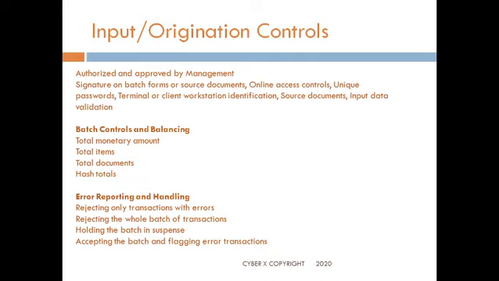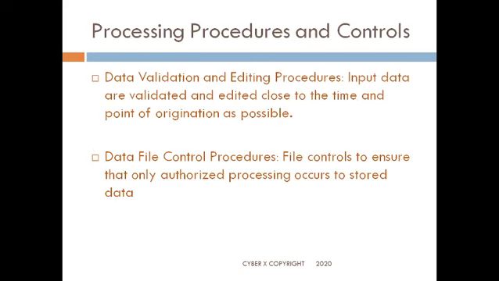Error reporting and handling. Errors could be reported on and handled by rejecting only transactions with errors, rejecting the whole batch of transactions, holding the batch in suspense where the entire batch is kept in suspense, or accepting the batch but flagging the error transaction. So basically there are four out here. Either specific transactions with errors are rejected, or the entire batch of transactions is rejected, or the batch is kept in suspense, or the batch is accepted and nothing is rejected and only the error transactions are flagged up.